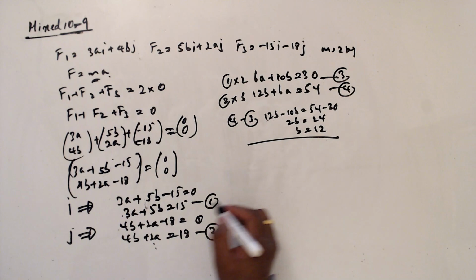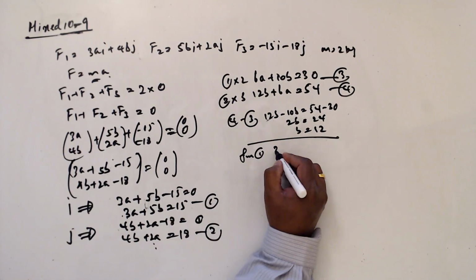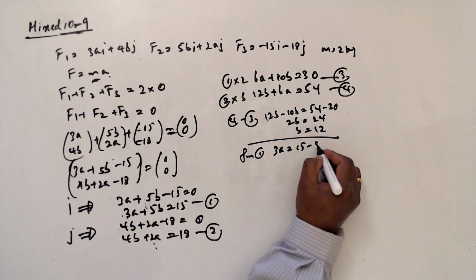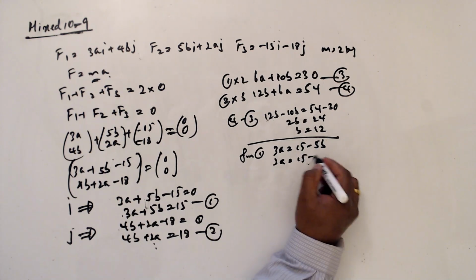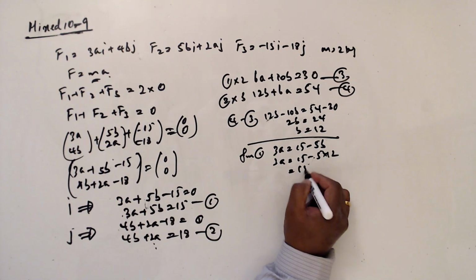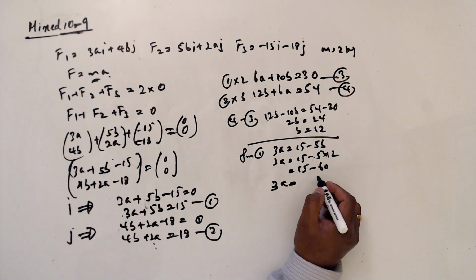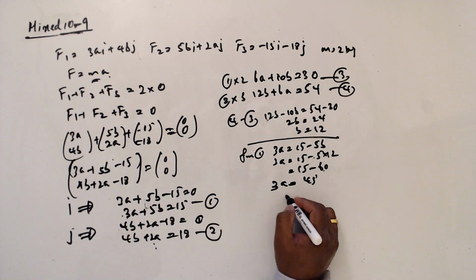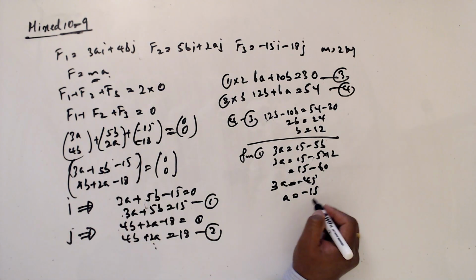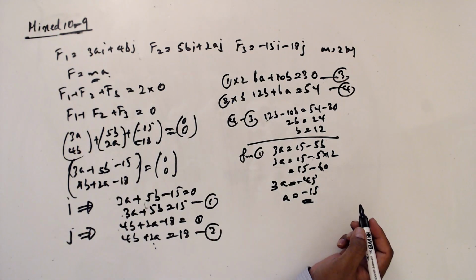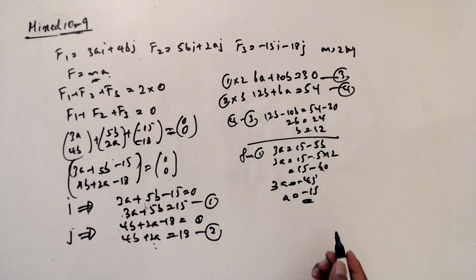Now from 1, 3a equals 15 minus 5b. 3a equals 15 minus 5 times 12. So 15 minus 60. So 3a equals minus 45, a equals minus 15. So we found a and b now. a equals minus 15, b equals 12.